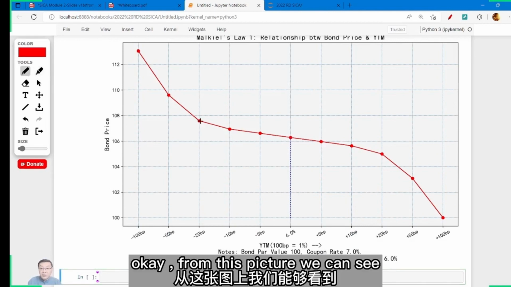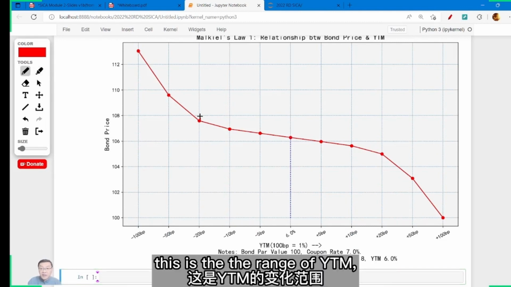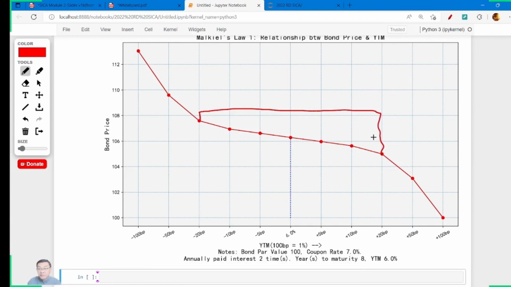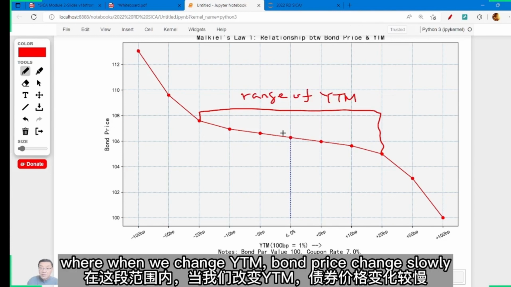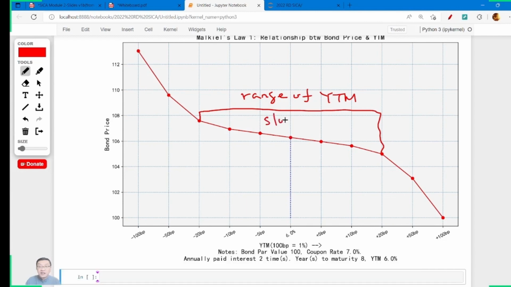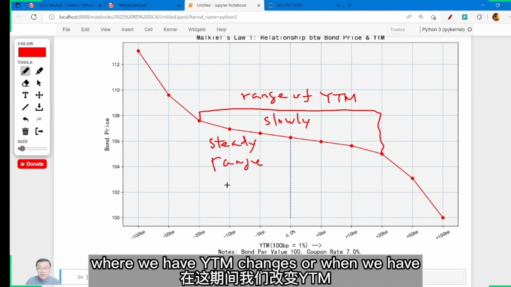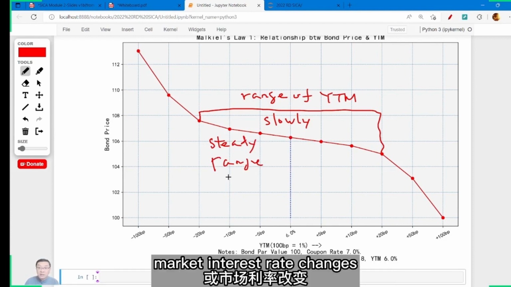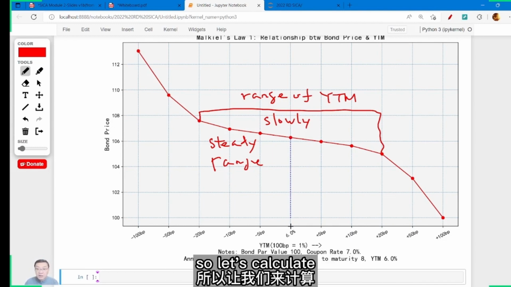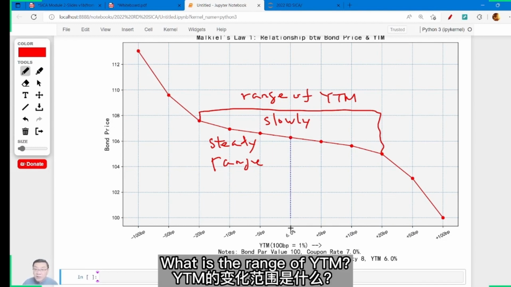Okay, from this picture we can see this is the range of YTM, where when we change YTM, the bond's price changes slowly. In this way, this is a relatively steady period, the steady range, when we have YTM changes or market interest rate changes. So let's calculate what is the range of YTM here.